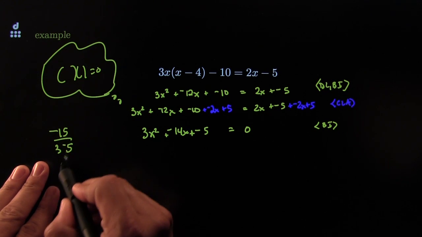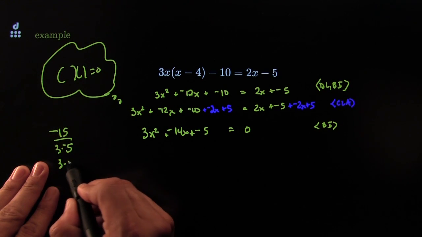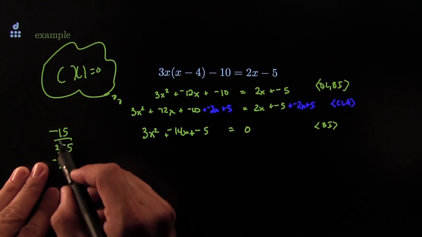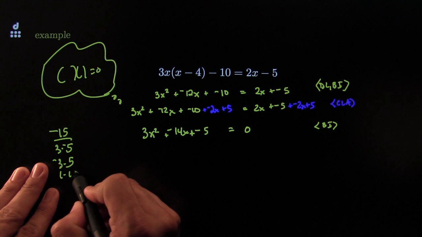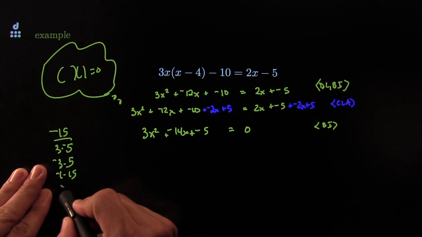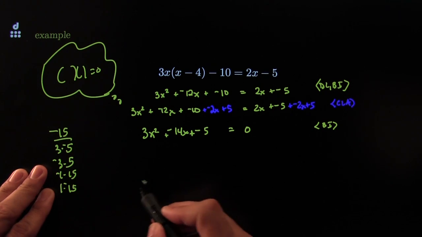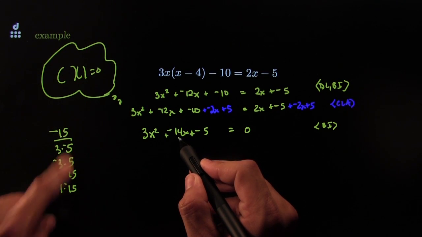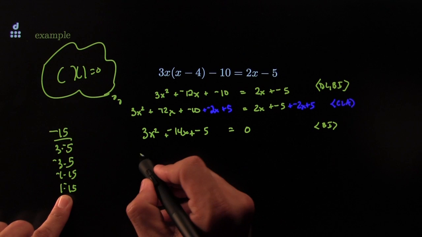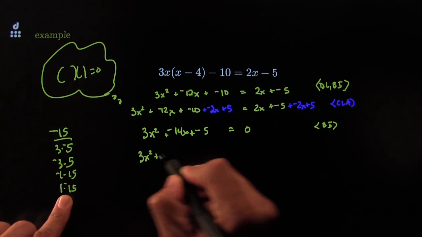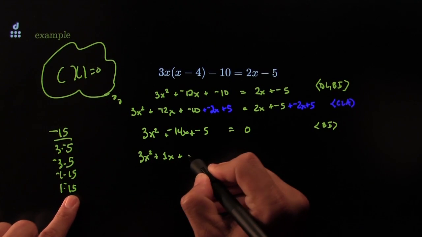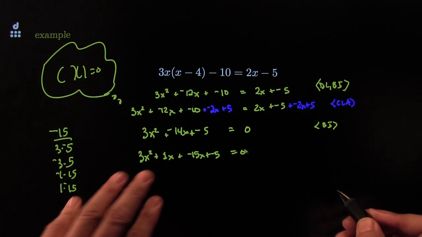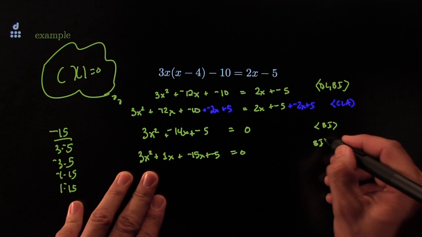3 times 5 or 3 times 5 this way with a negative there. They have to be negative, so one of them has to be negative. 1 times 15 with that negative, or 1 times 15 with that one negative. I believe this one will get the job done. I'm trying to split negative 14. None of these are negative 14 when you add them. So I'm going to go with that. 3x squared plus 1x plus negative 15x plus negative 5 is equal to 0. That's just by inspection. Split in the middle term.